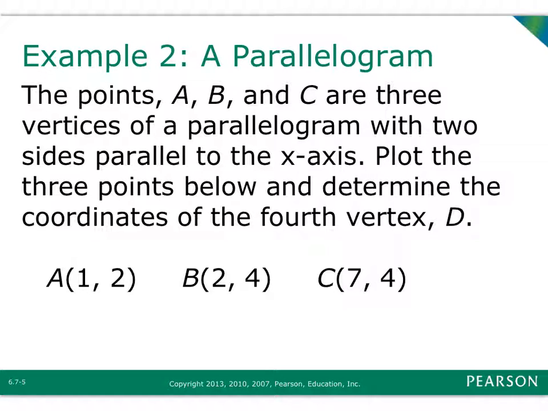So in this example, we're going to plot a parallelogram. The points A, B, and C are 3 vertices of a parallelogram with 2 sides parallel to the x-axis. Plot the 3 points below and determine the coordinates of the fourth vertex, D. So our points are A, which is at (1, 2), B is at (2, 4), C is at (7, 4), and then we have to find D.